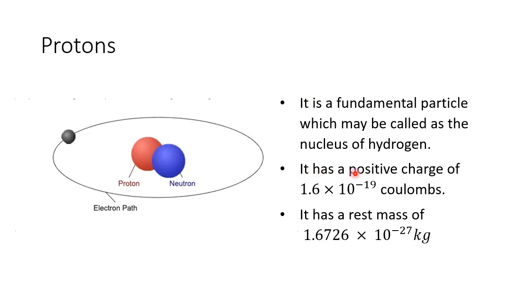The proton has a positive charge of 1.6 times 10 to the power minus 19 coulombs, and it has a rest mass of 1.6726 times 10 to the power minus 27 kg.